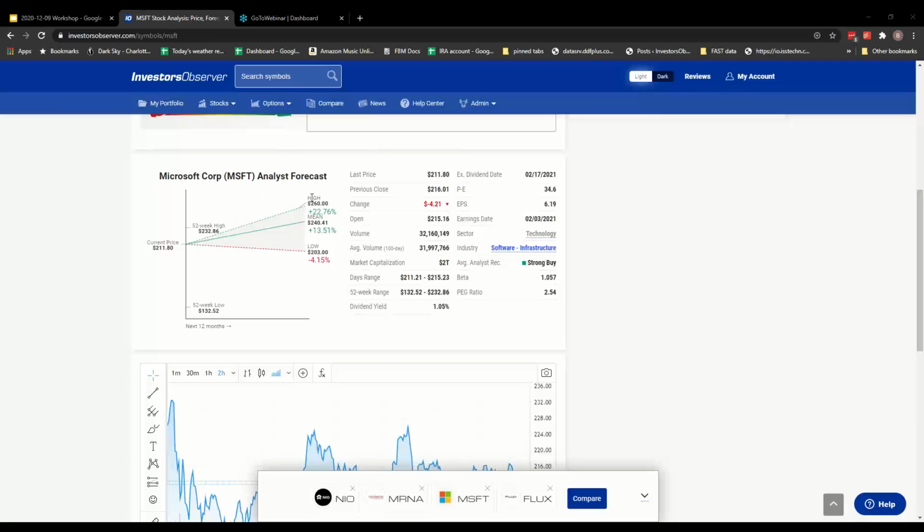The thing about this is these prices can move. They're not just going to be static for a year and then everybody updates. They'll move as analysts change their forecasts.